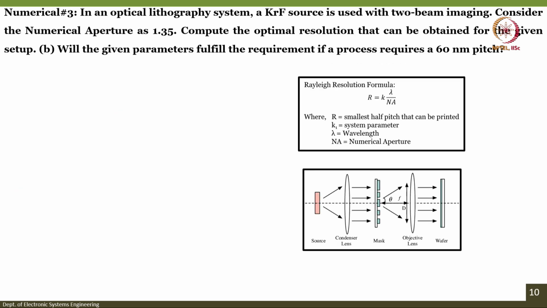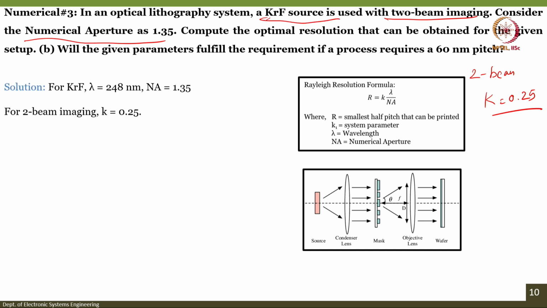One last example for today: in an optical lithography system a krypton fluoride source is used with 2 beam imaging. Already explained earlier, 2 beam means K value is 0.25. Consider the numerical aperture already provided, compute the resolution in this case. Wavelength also is given, krypton fluoride source. You got K, you got lambda, you got NA, just put the values and you will get some nanometers. So this is around 45.92 nanometer, your resolution. What is resolution? The smallest half pitch which you can successfully produce.